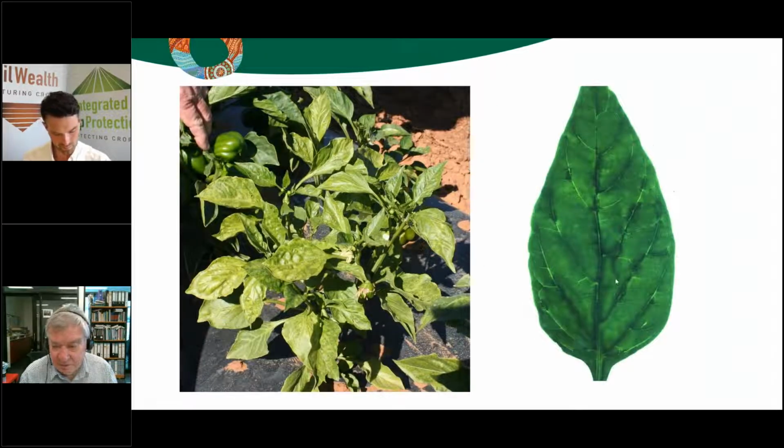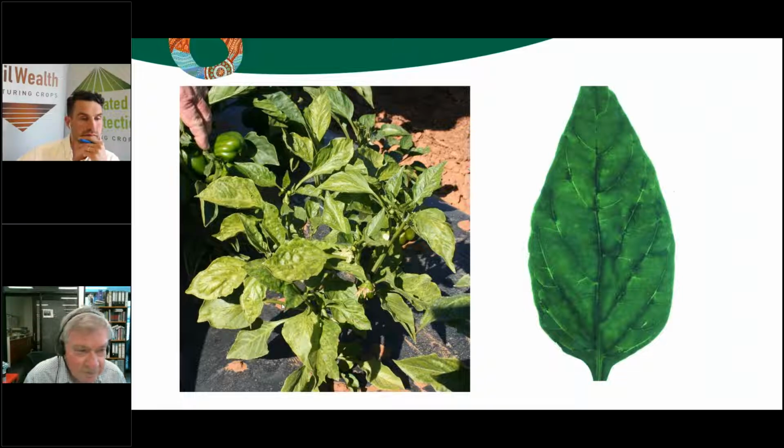So on the right of the screen here, there's potato virus Y infection, and it particularly causes green vein banding along those main veins. And then on the left, we've actually got a capsicum that's got cucumber mosaic virus symptoms. You know, a lot of mottling, stunting, mottling patterns on the leaves.